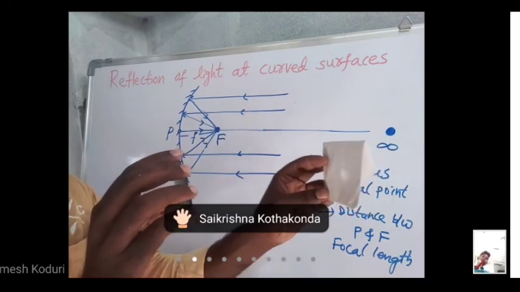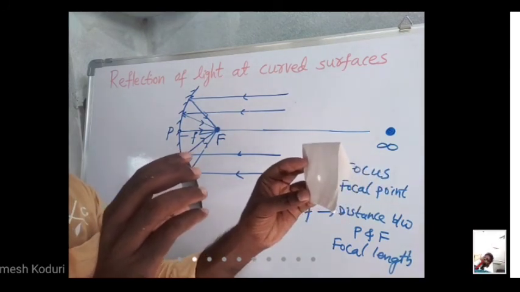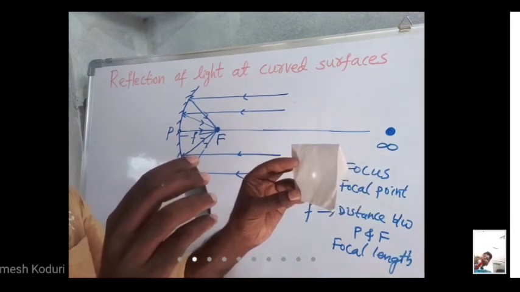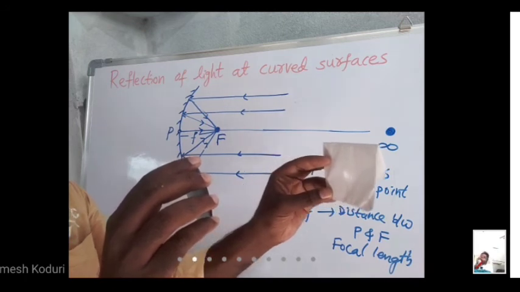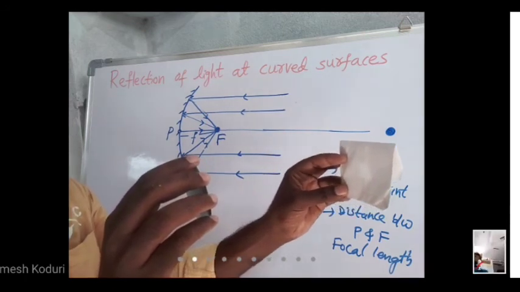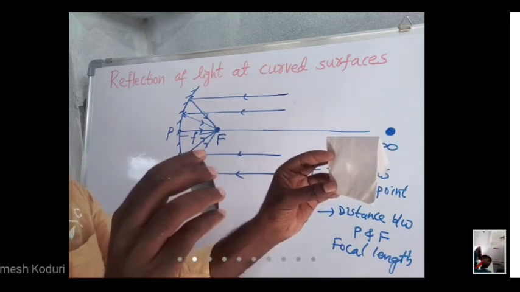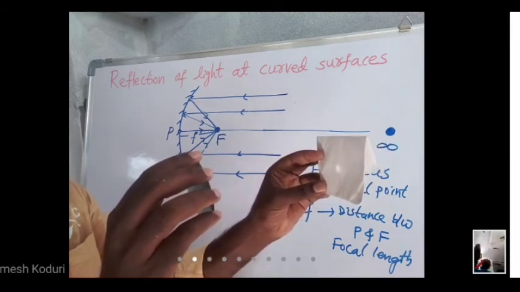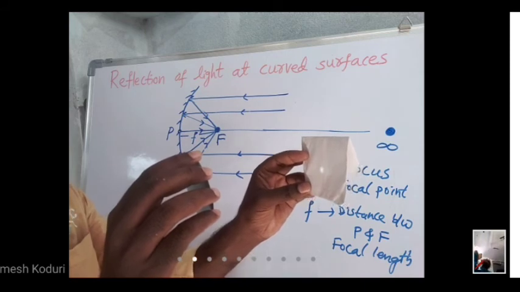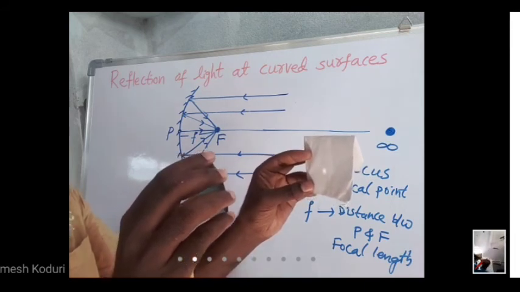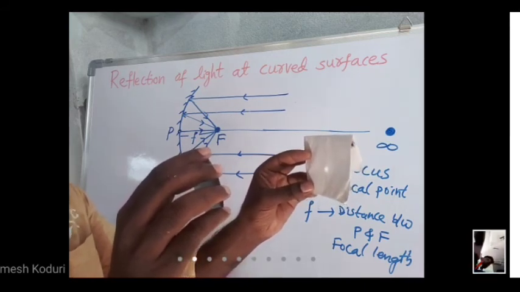Move the screen towards the concave mirror. A bright spot is formed at a particular distance. I am moving far. Do you observe the image? No, a clear image is not formed. We move towards the mirror, and at a particular point a clear bright spot is formed.